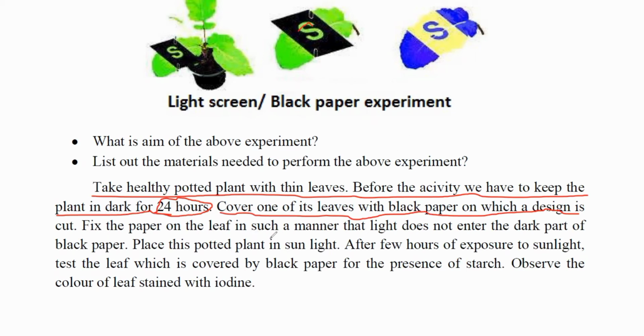Fix the paper on the leaf in such a manner that light does not enter the dark part of the black paper. Place this potted plant in sunlight. After a few hours exposed to sunlight, test the leaf by taking iodine reagent, which shows the presence of starch, and observe the color of the leaf stained with iodine.